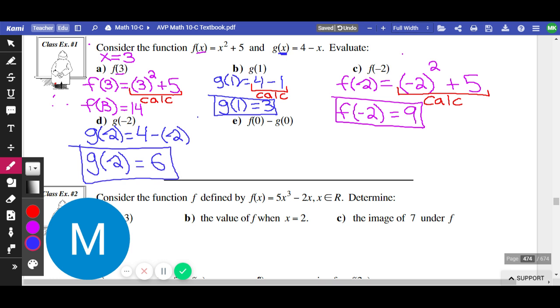Awesome. E. E's a little bit different. So E's got two functions here. What they want you to do is go to function f, change x to be 0, and get an output value. Then they want you to go to function g, change x to be 0, get your output value. And then they want you to subtract the output values from each other. So if you look at f of 0, we'll do that one first. f of 0 would equal 0 squared plus 5. That means f of 0 equals 5.